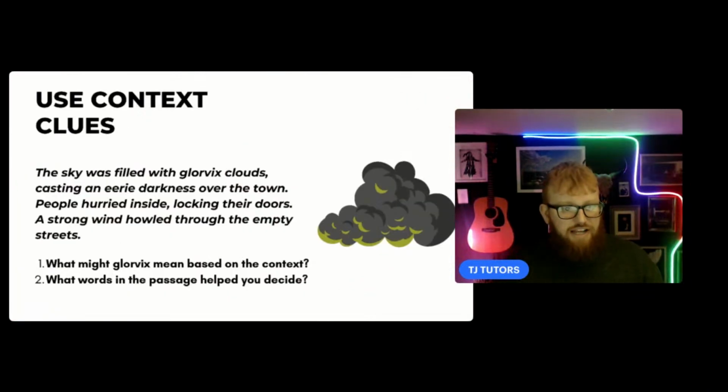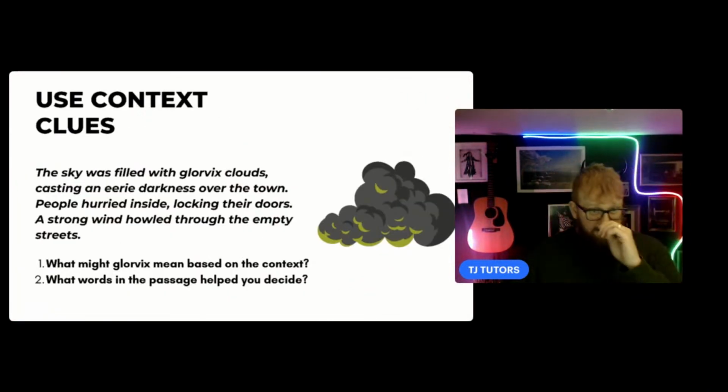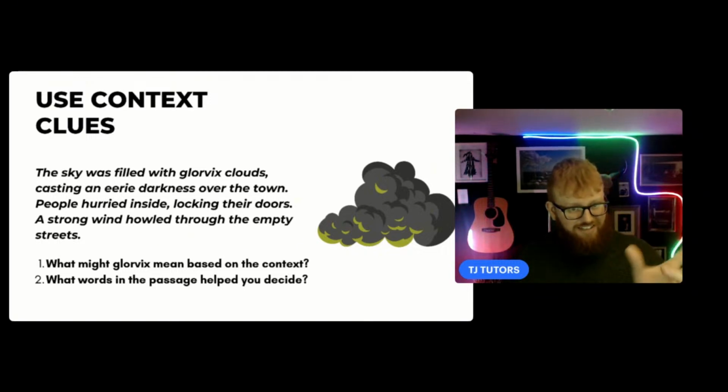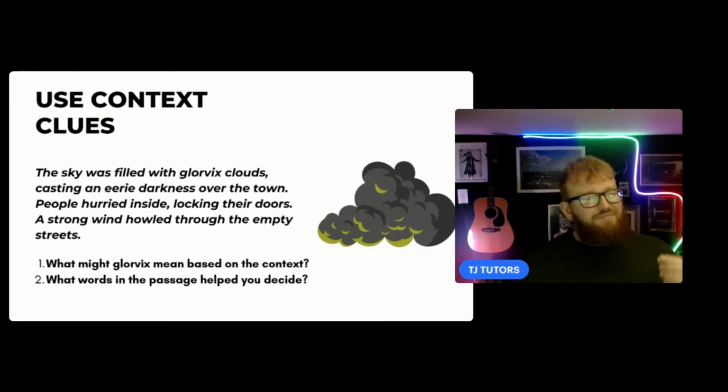So the first thing we're going to have a little look at is our next extract here, to use context clues. So here is a word that doesn't really make sense, but I want you to try and understand the context of it, okay? So the sky was filled with Glorvix clouds, casting an eerie darkness over the town.